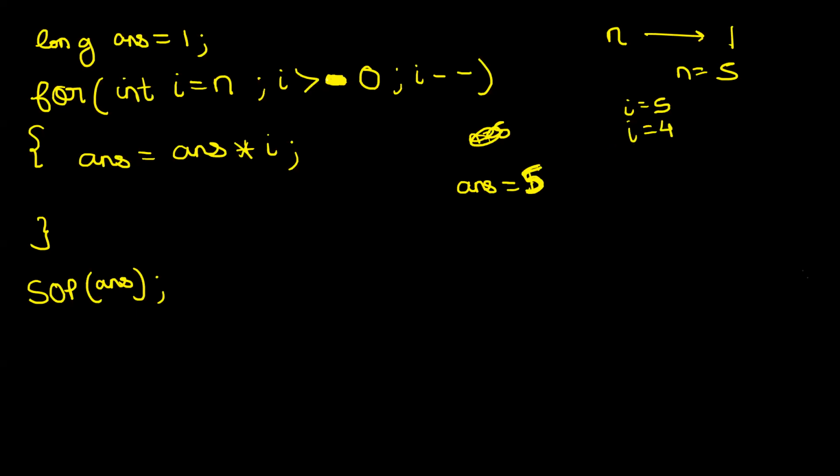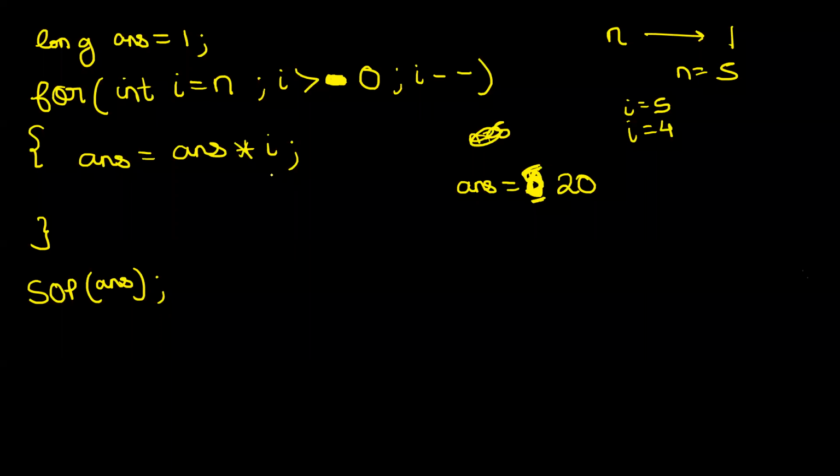4 is greater than 0. So I enter inside the loop and what will I do? Now I will multiply 4 to my answer. See guys, I have already multiplied 5. Now I will multiply 4 to my answer. So I will do answer is equals to answer into I. What is answer? Answer is 5. 5 into 4 will be 20 and 20 will be the new value assigned to answer. So now after I have multiplied 4, the value of answer will become 20.